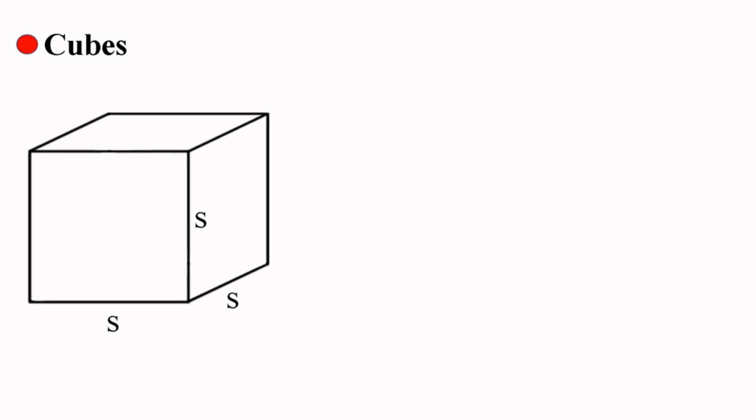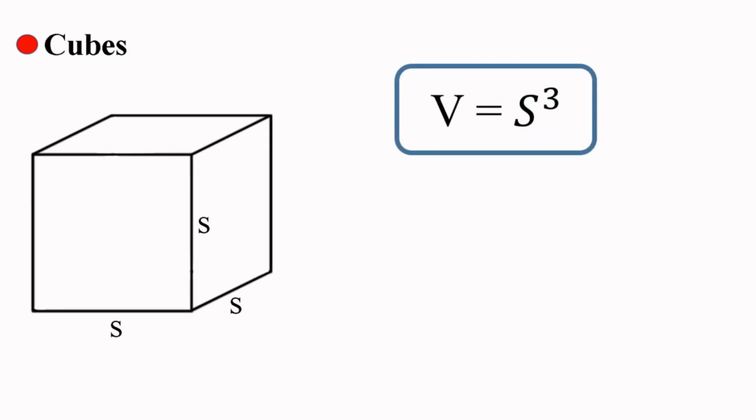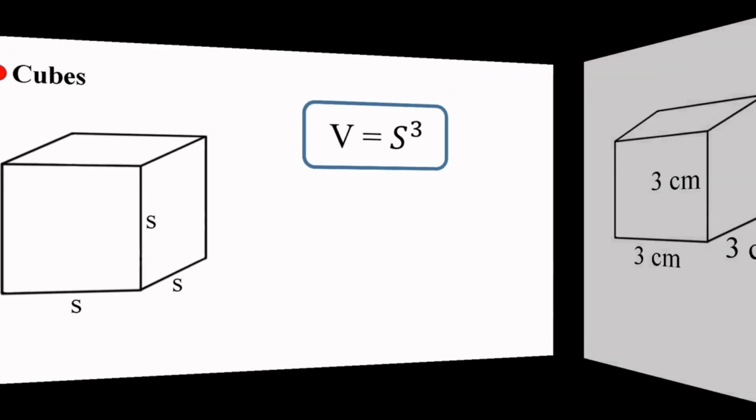The first thing that we are going to learn how to calculate the volume of is a cube. You definitely know that when we have a cube, all the sides are equal to each other. So for calculating the volume, the only thing that we need to do is multiply one side by itself 3 times. So the calculated volume is going to be s to the power of 3. S here is the length of one of the sides.